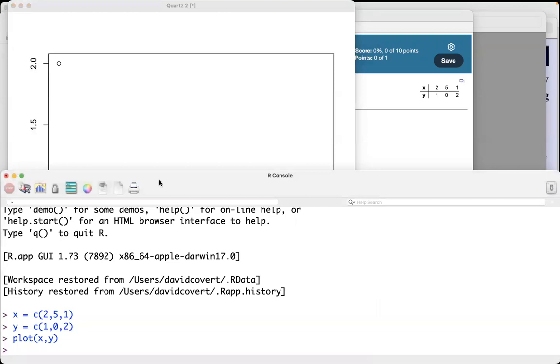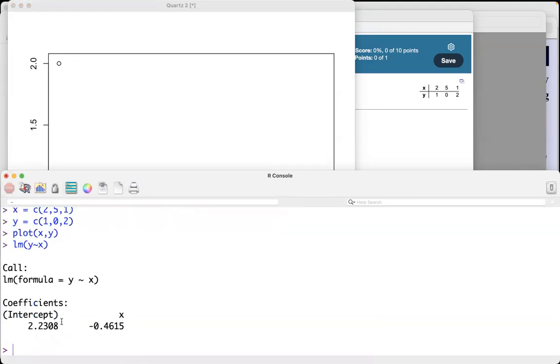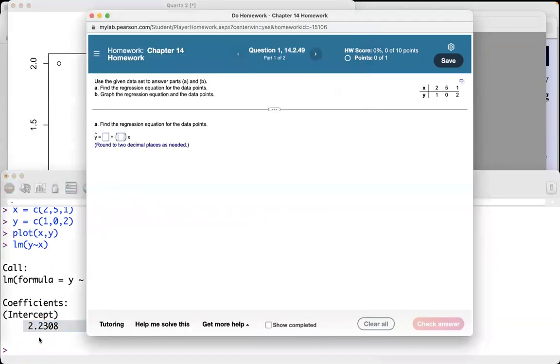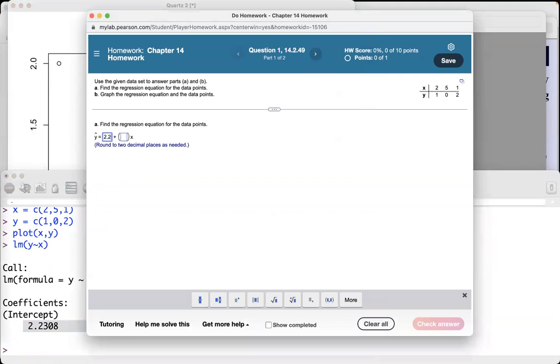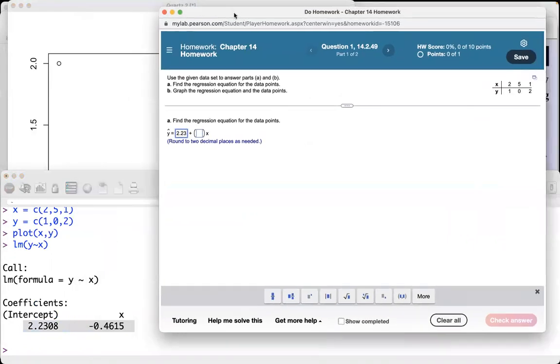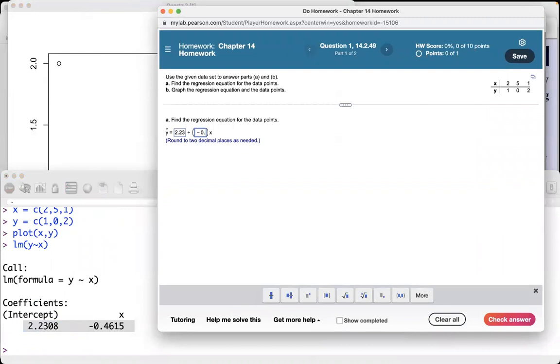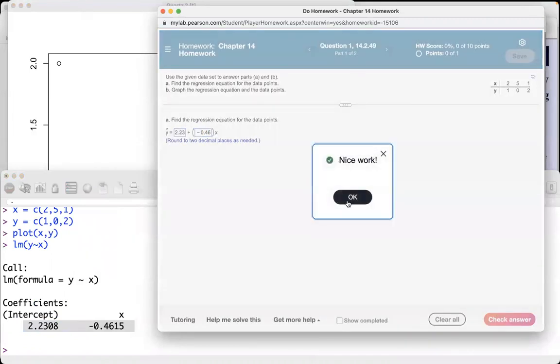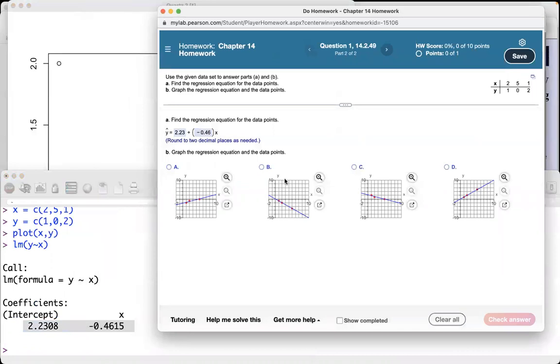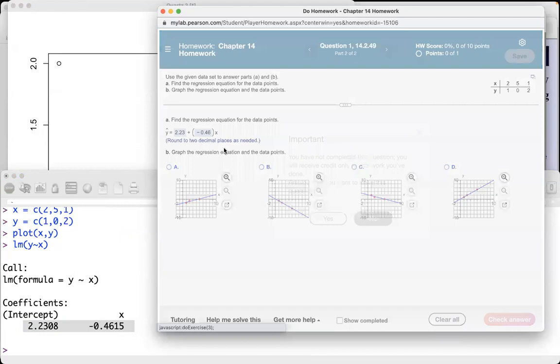Then you can find the line of best fit by using lm, for linear model. We're comparing Y to X, and that's going to give us our intercept and our slope. We want to round to 2 decimal places, so that's going to be 2.23 plus negative 0.46. Okay, so that's our linear model, and then you can go through it and plot. I'll let you figure out what that line looks like and what those 3 points are. That's not too interesting to do, so I'm going to skip that.